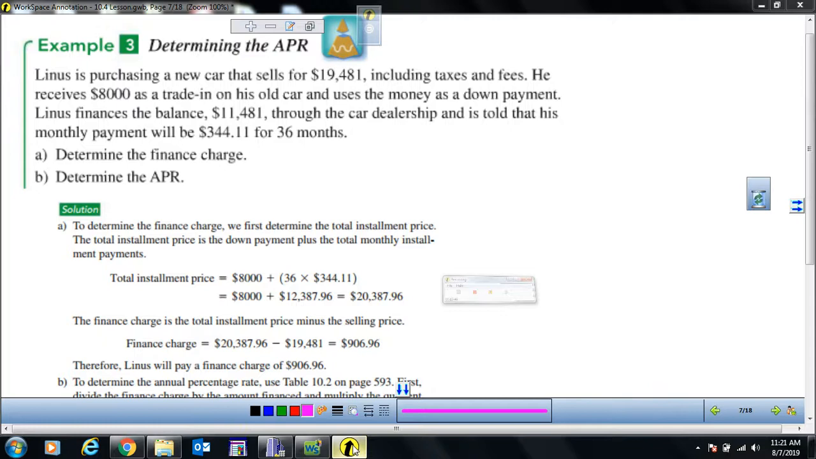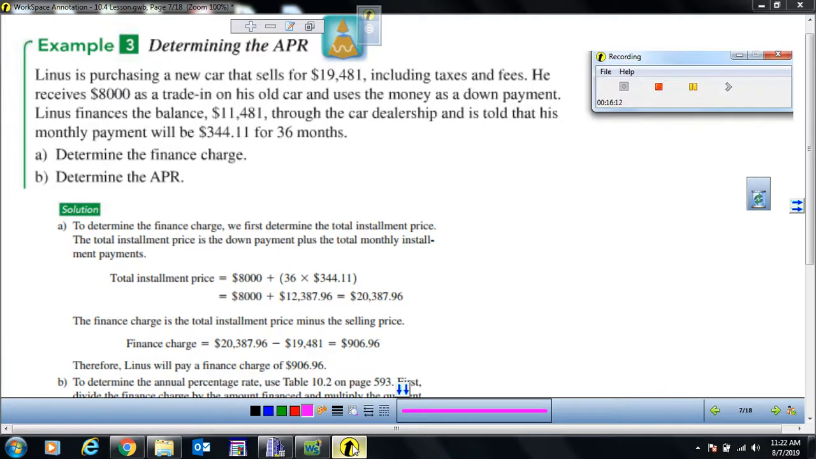So after you subtract the $19,481 minus what he got for trading in his car, which is $8,000, that subtraction gives you $11,481. So that's what he financed. Linus financed the balance of $11,481 through the car dealership, and it's told that his monthly payment will be $344.11 for 36 months. So here we already know the amount financed, which is the $11,481. We know the $344.11 is the monthly payment already.